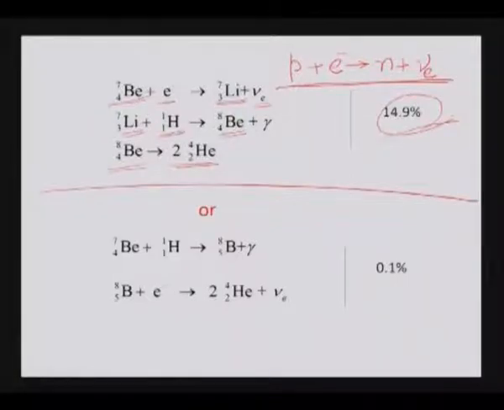The other possibility is this 7 beryllium that is formed, that first combines with a proton and that gives me 8 boron. One proton goes here. So, proton number becomes 5 and it is 8 boron, and that 8 boron combines with electron and that gives me 2 alpha particles and a neutrino. The probability of this event is 0.1%.